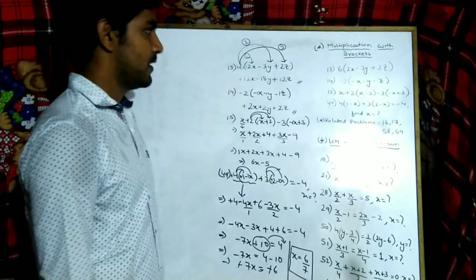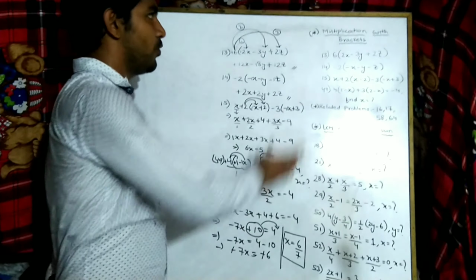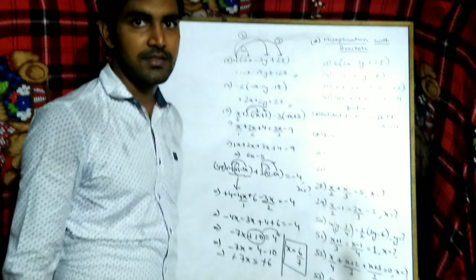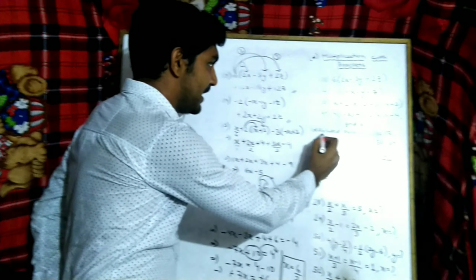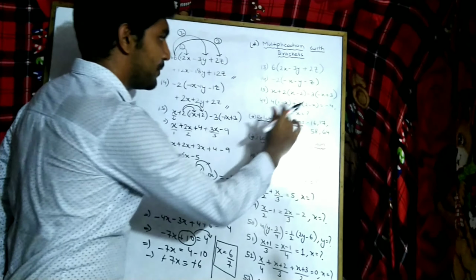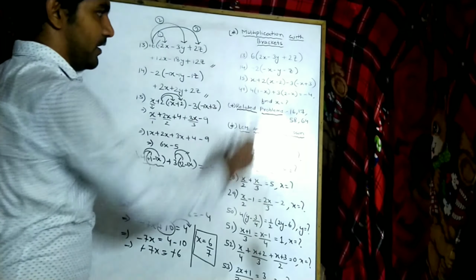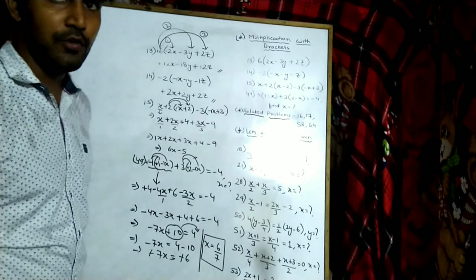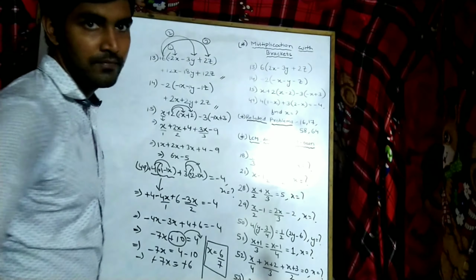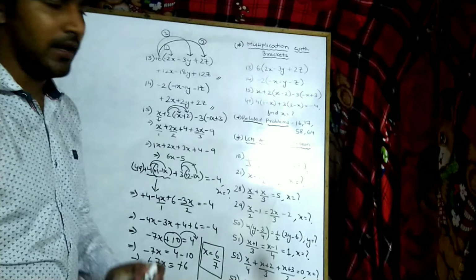Clear everyone? This is all about how to solve multiplication with brackets. Okay, so these related questions, related problems are based on this only, and this is your homework. Okay, you try just these sums. Clear everyone? Okay. Now let's go for the second topic.